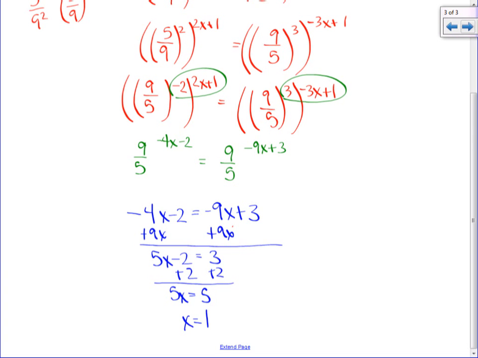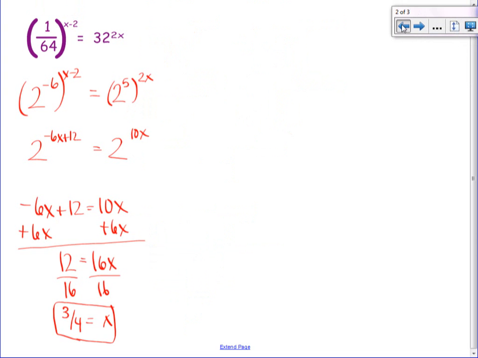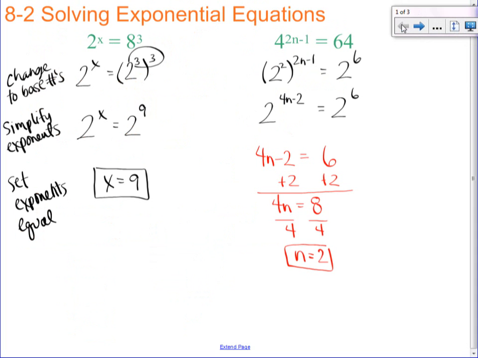Questions there? Main thing is following these 3 steps right here on the left. Change to base numbers, simplify your exponents, and then set the exponents equal.